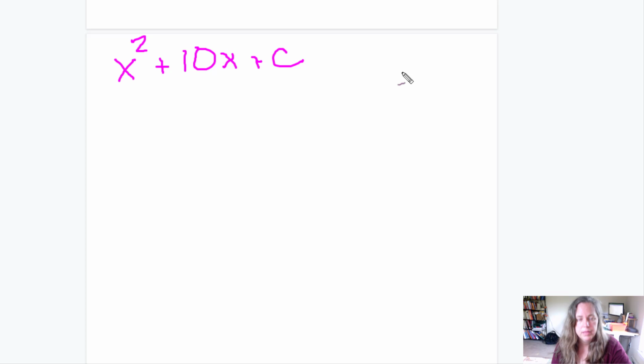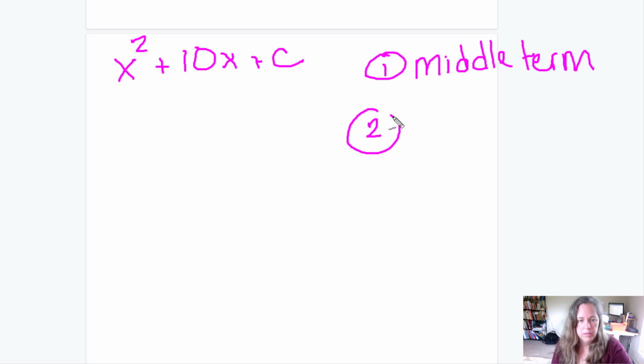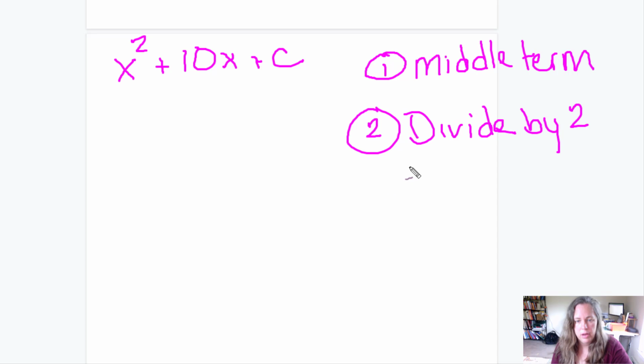So let's do x squared plus 10x plus c. Because the middle term is 2 times the square root of the first times the square root of the last, you're going to take the middle term, just the coefficient really, and divide by 2. Later on, we need to remember that dividing by 2 is the same as multiplying by a half. That's going to help us. And then you're going to square it.